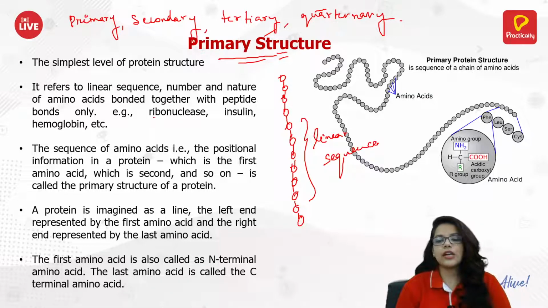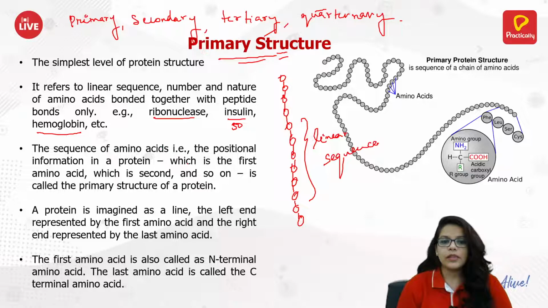Insulin, as I just said, has 50 peptide bonds like that. Ribonuclease and hemoglobin, these are all simple primary structures. The sequence of amino acids, which is the first amino acid, which is the second amino acid, and so on, is called the primary structure. Suppose there is tryptophan, leucine, serine, cysteine, and phenylalanine, something like this. So 1, 2, 3, 4, 5. This is some kind of a protein.